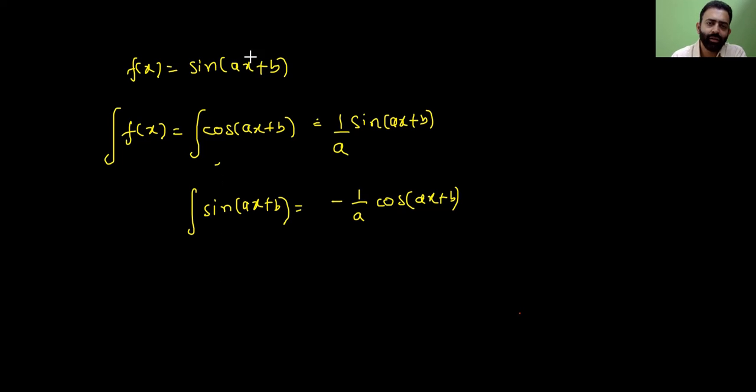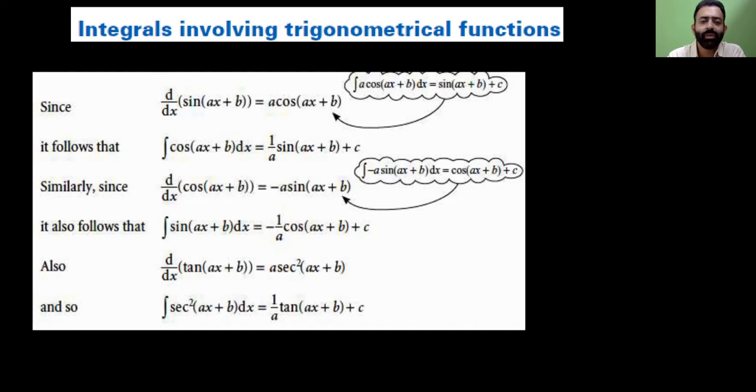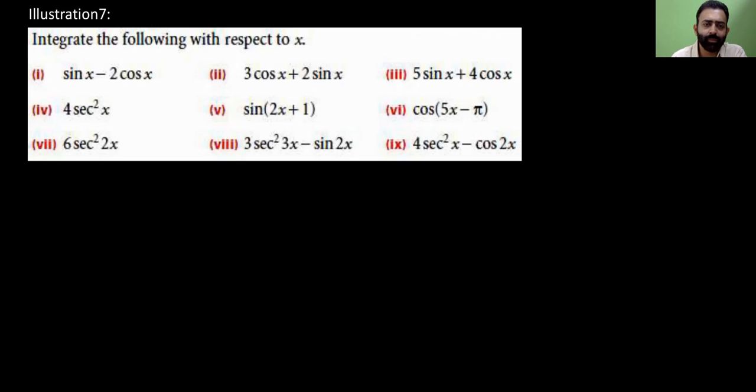Here are some formulas that will be used in integration, and they say the same thing that I have already spoken of: d by dx of sin(ax plus b) is a times cos(ax plus b). So the integral of cos(ax plus b) has to be 1 upon a sin(ax plus b), and of course plus c has to be there. These three basic formulas you need to remember, although again these will be given in MF 19. So let us do some examples on this, where we have to integrate the following with respect to x.